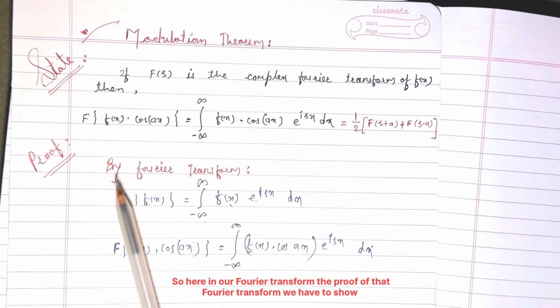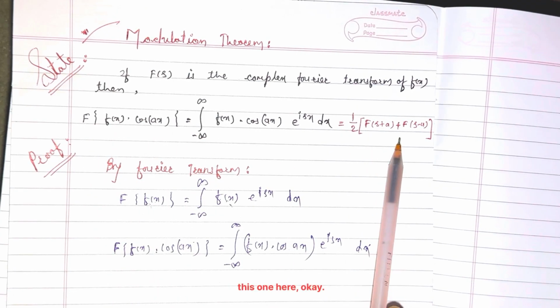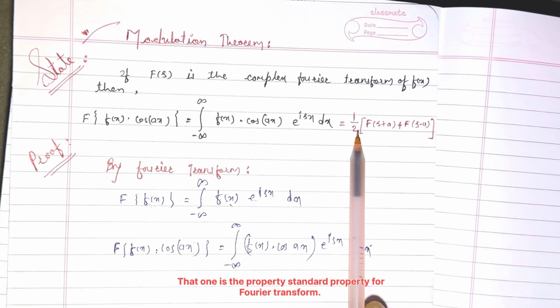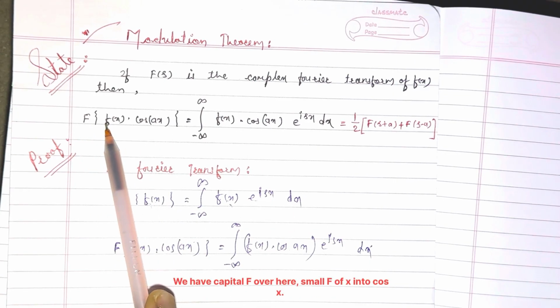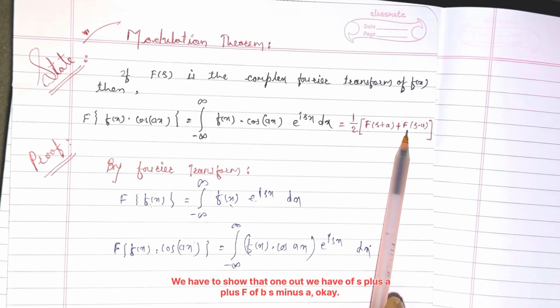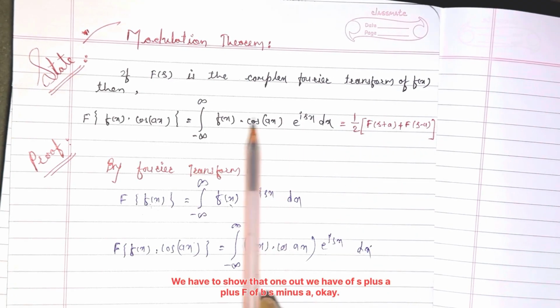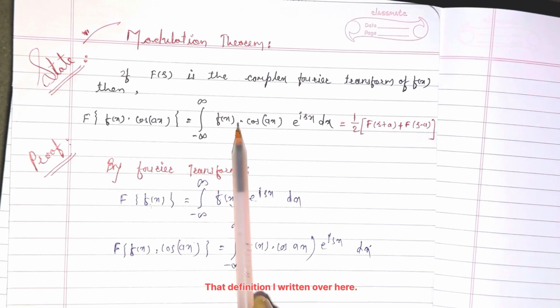So here in the proof of the Fourier transform, we have to show this one here. Yes, that one is the standard property for the Fourier transform: the transform of f of x into cos ax. We have to show that it equals 1/2 [F of s plus a plus F of s minus a]. So that is the definition I applied here. Yes, that definition I have written over here.